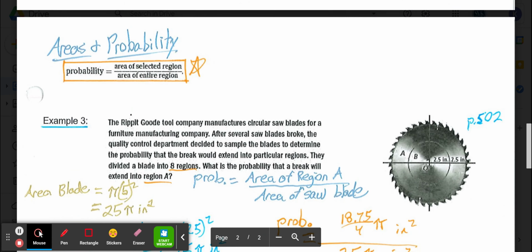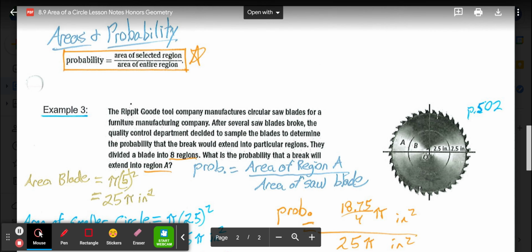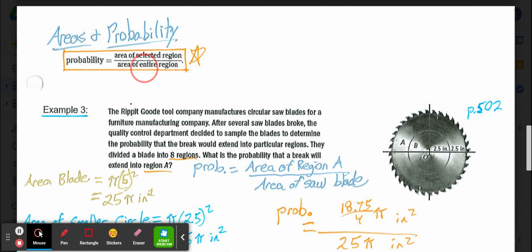And then we get into this idea of probability. So in general, we think of probability as the part divided by the total, or the part we want divided by the total possible. So when we're talking about area in probability, the probability would be the area of the selected region, what part we're looking for, divided by the area of the entire region.